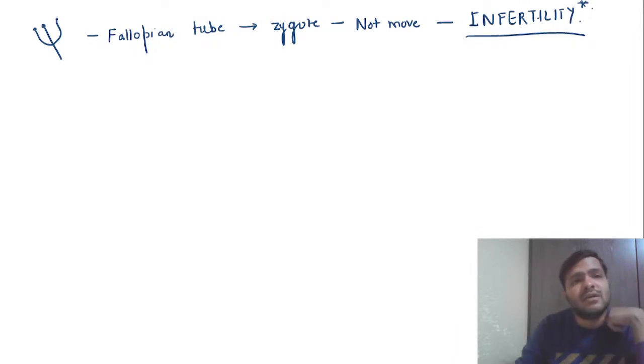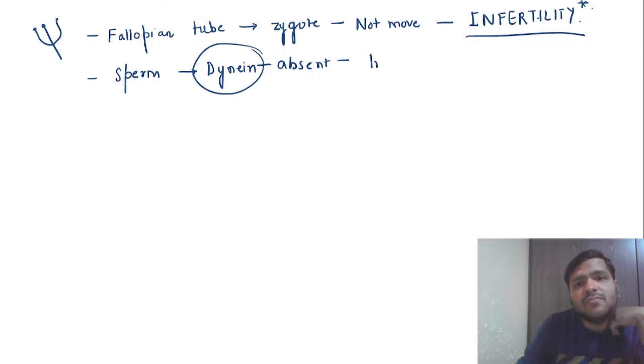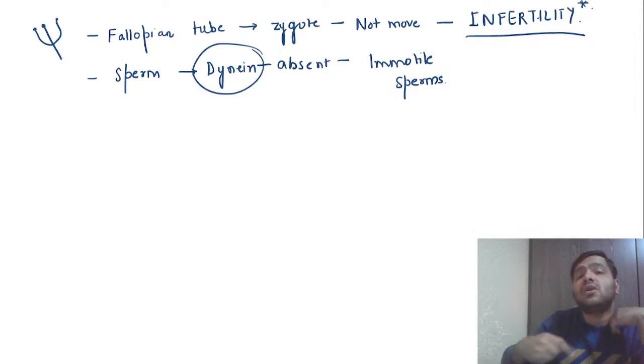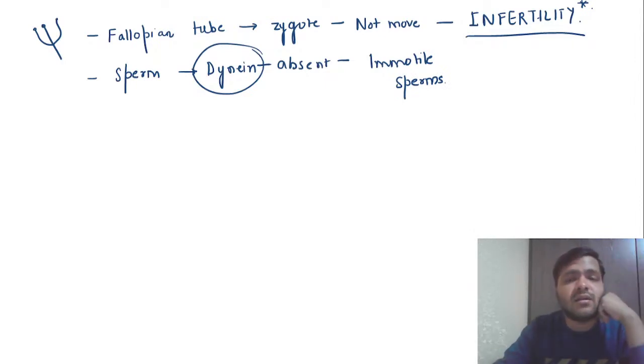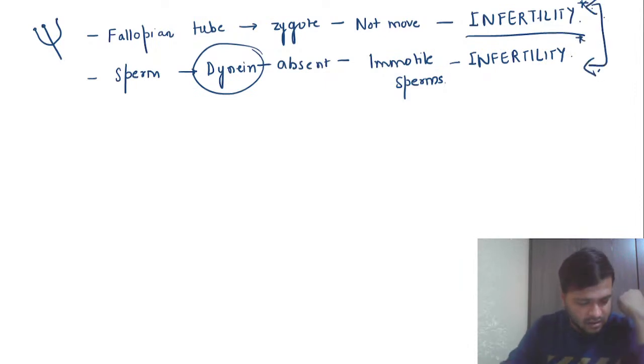They have sinusitis, and if suppose males are suffering, the sperm motility is also due to dynein. Now this dynein is absent. What will happen? Sperms will become immotile. Now the sperms will again not reach the female genital tract, and this is something which will again manifest in the form of infertility.